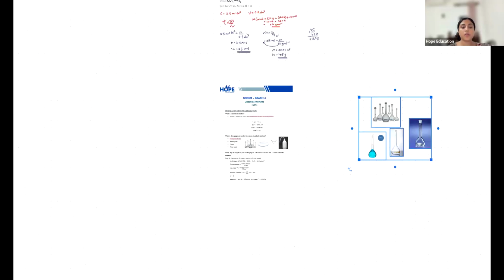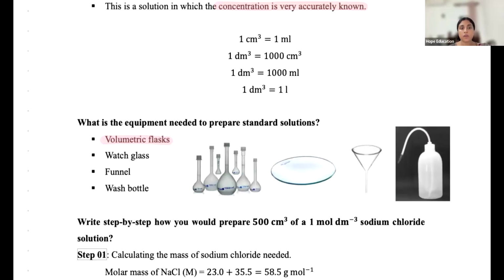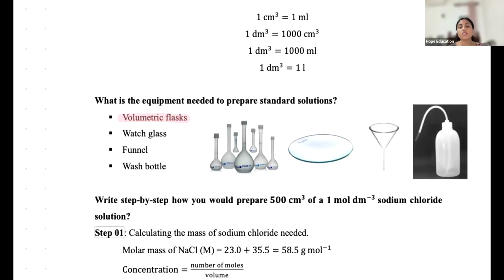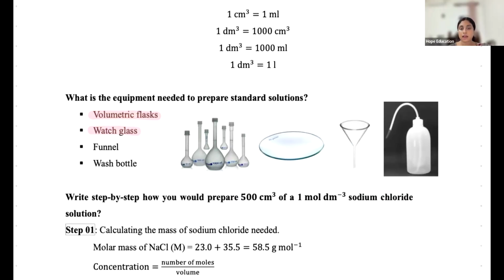What is the equipment needed to prepare standard solutions? Number 1, volumetric flask. Number 2, watch glass. Children, a watch glass is a glass like this. It's kind of curved, just a circular glass, like a small plate. It's kind of curved. So that's called a watch glass. Then we have a funnel. This is a funnel. This is also glass. Watch glass is also glass.